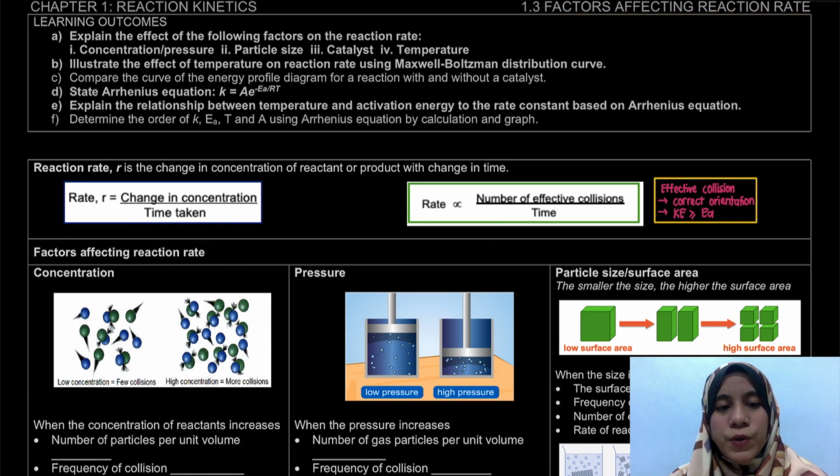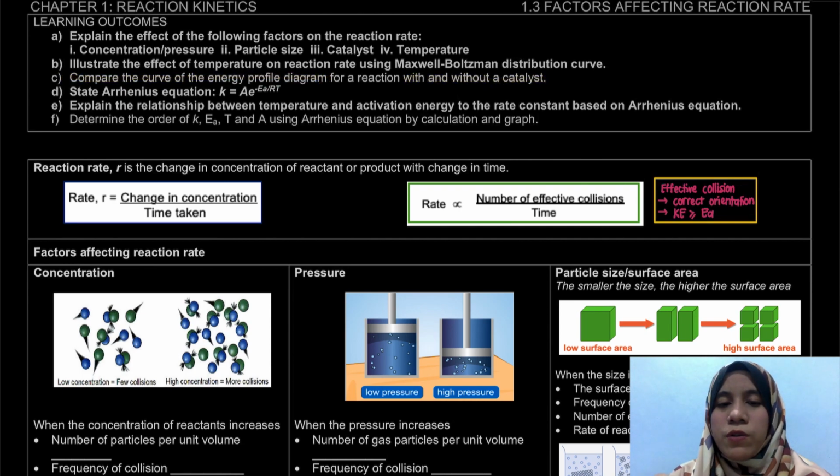In this video, what we're going to learn is to explain the effect of concentration, pressure, particle size, catalyst and temperature on the reaction rate. We will illustrate the effect of temperature on reaction rate using the Maxwell-Boltzmann distribution curve, as well as compare the curve of the energy profile diagram for a reaction with and without a catalyst.